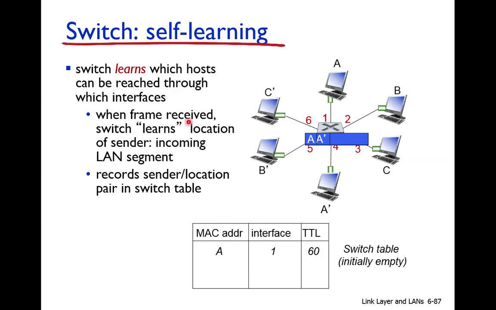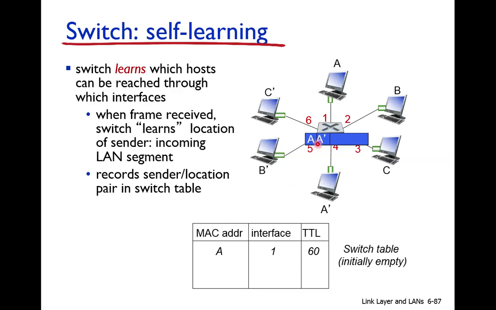When the switch receives the frame, it learns the location of the sender. For example, when this packet is received, this is the source address, so the switch comes to know that A is reachable through interface 1. The sender address and its interface location are recorded in the forwarding table, the switch table. Now the destination address is A dash, and in the table there is no entry for A dash. So the switch doesn't know the location of A dash, because in the switch table there is no entry for A dash.